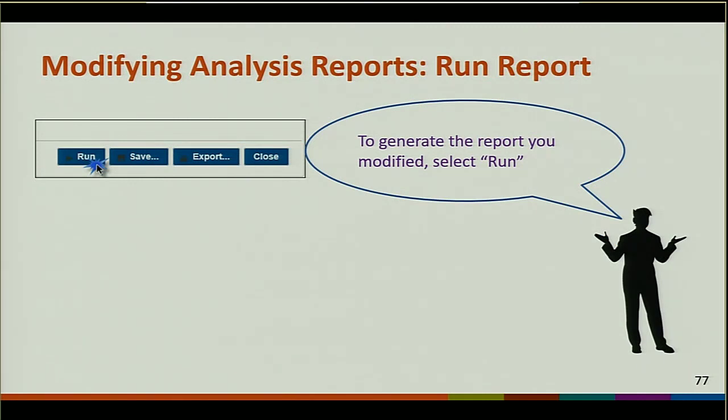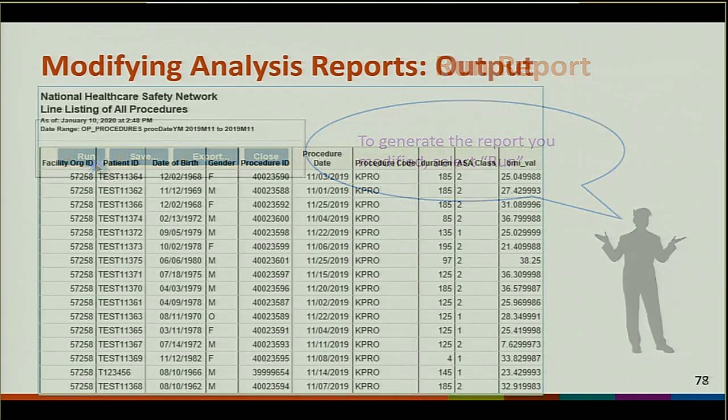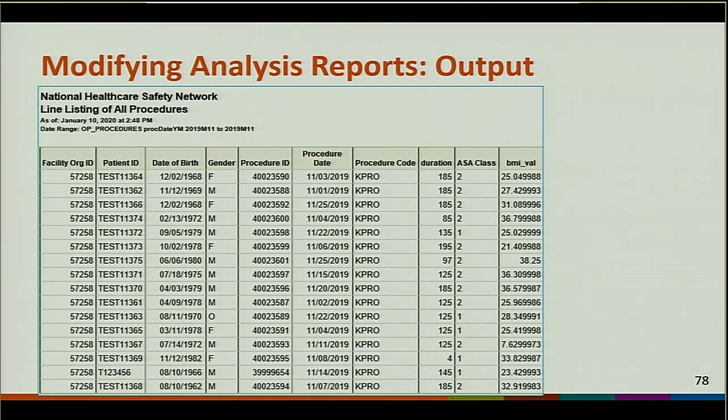Finally, once we're ready to generate a report, we simply go to the bottom of our modify screen and select Run. What we see here is a line list of our kpro procedures. The first thing I want to bring our attention to is the left-hand side of the screen, to look at some of the information that's presented here. The first thing we see is OP procedures listed here. This indicates that the data set that was used to generate this report was our procedures data set.